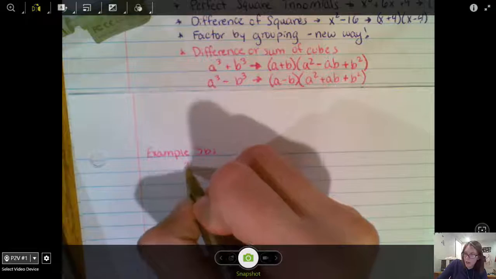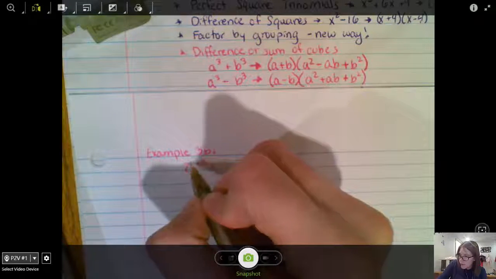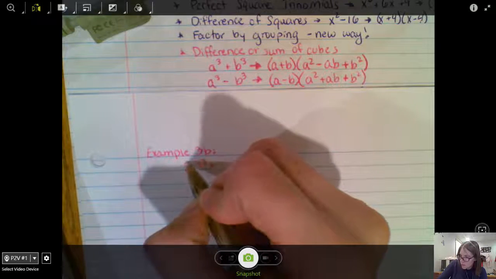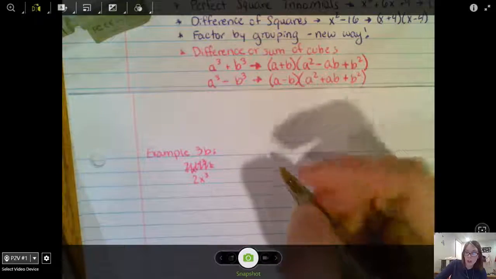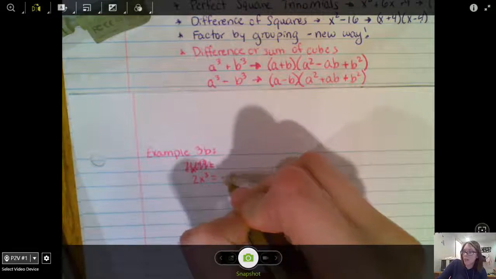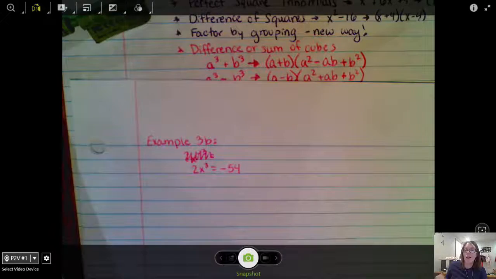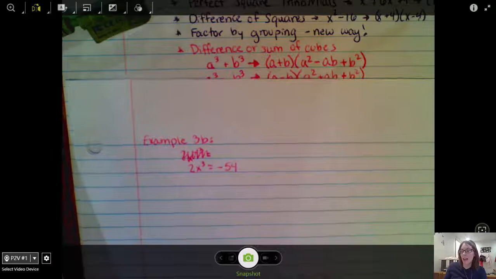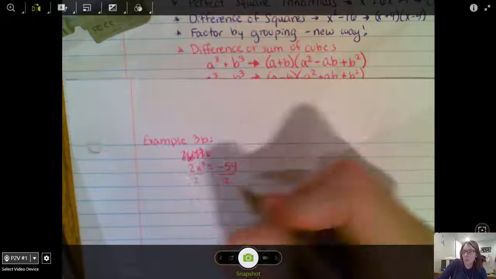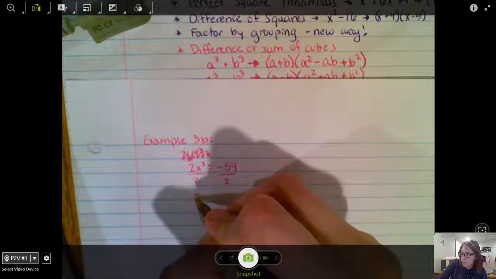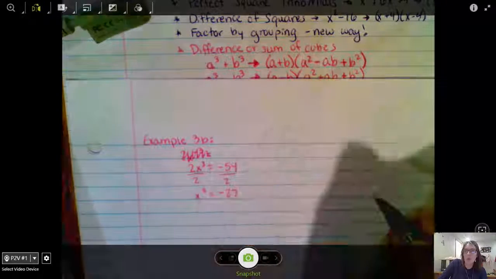And my equation is 2x to the third, not negative third. 2x to the third power equals negative 54. That's where my negative is. Hopefully the first thing you notice is that 54 is divisible by 2. So let's divide both sides of my equation by 2. And we get negative 27.